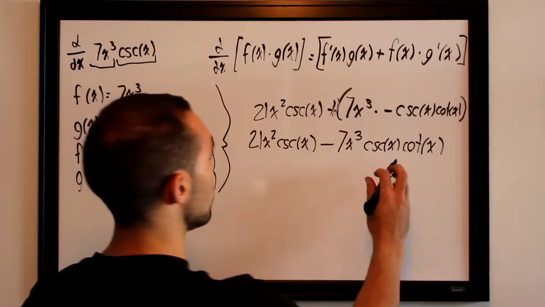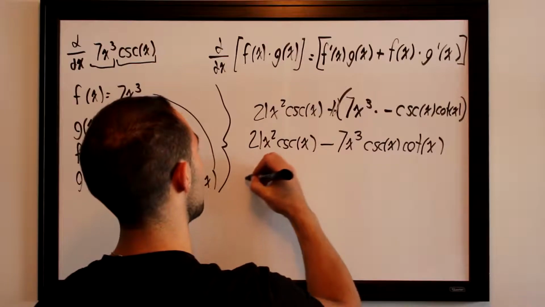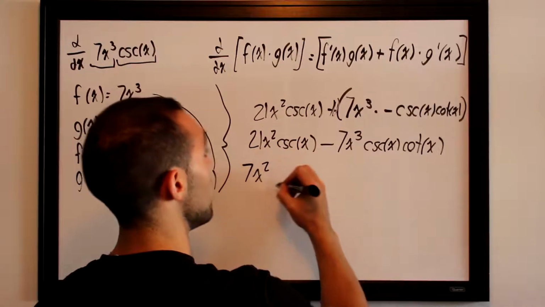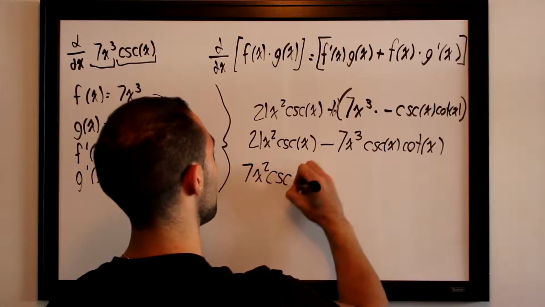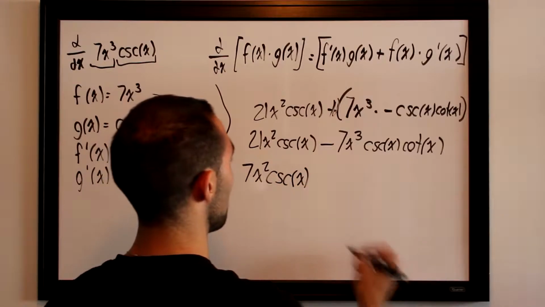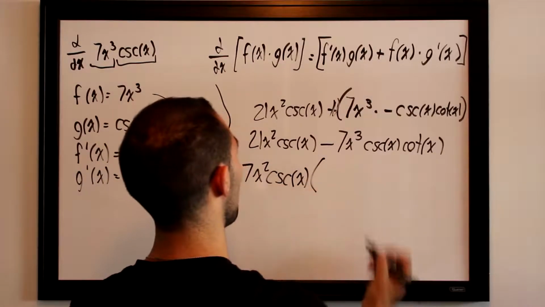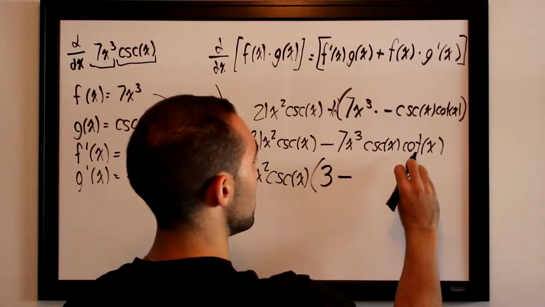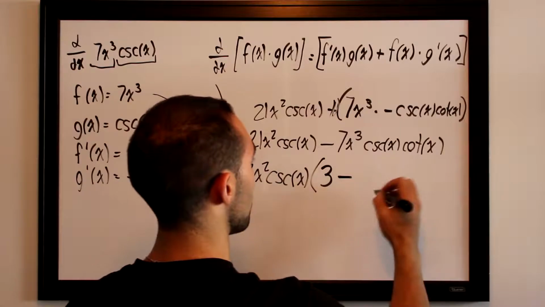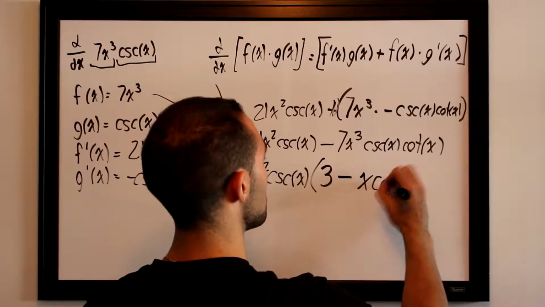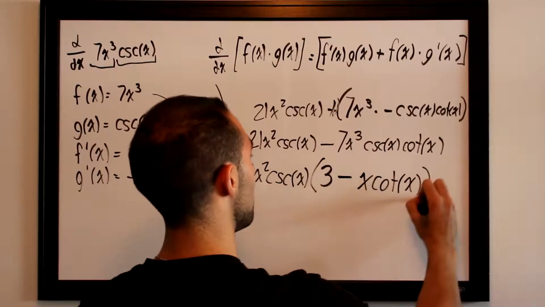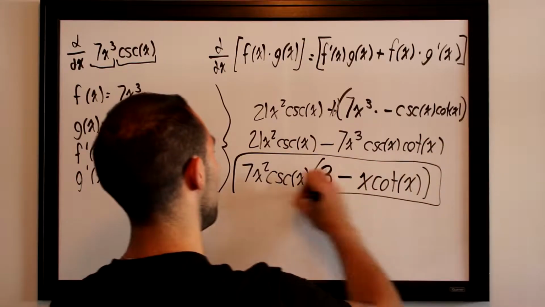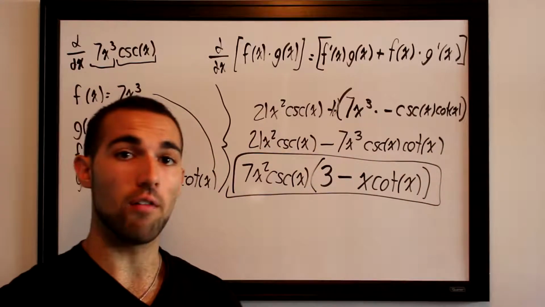So here, what I see we can factor out is a 7x squared and a cosecant of x. So if we factored out a 7x squared, essentially what we would be left with is 3 minus x times cotangent of x. Assuming that I did that properly, that should be the derivative of our initial function.